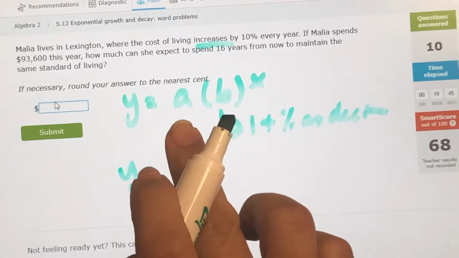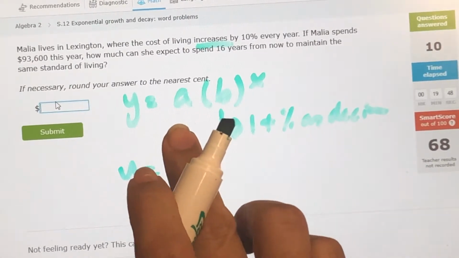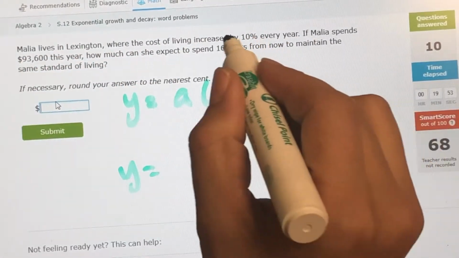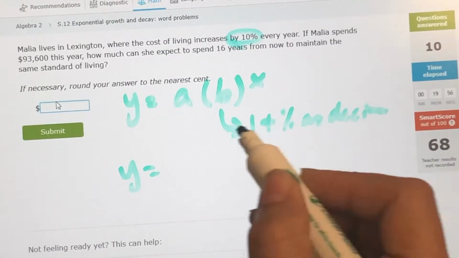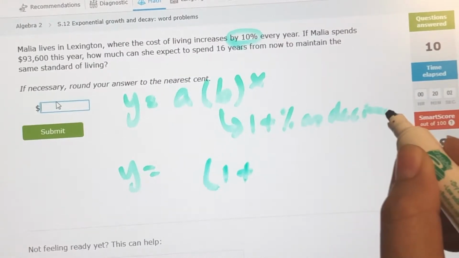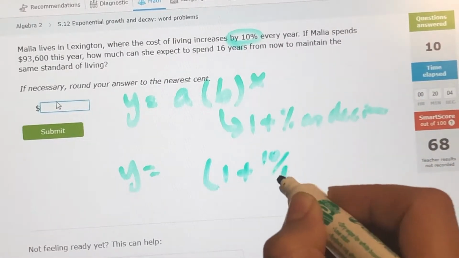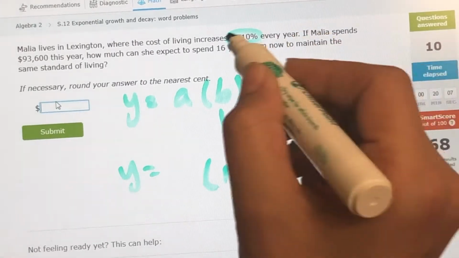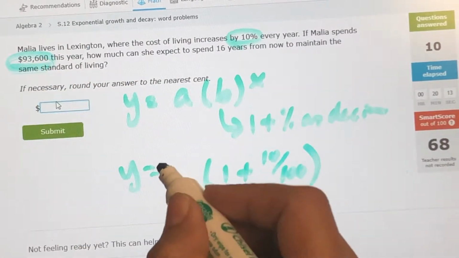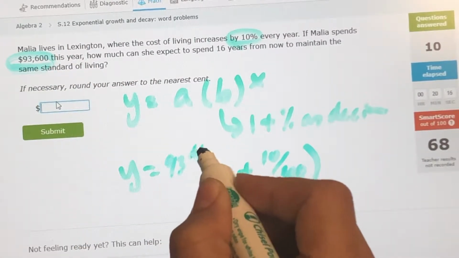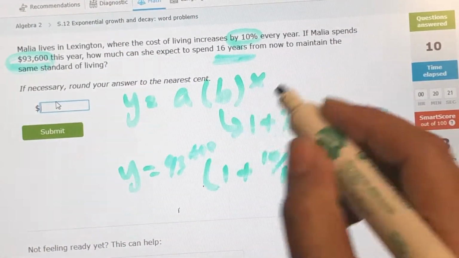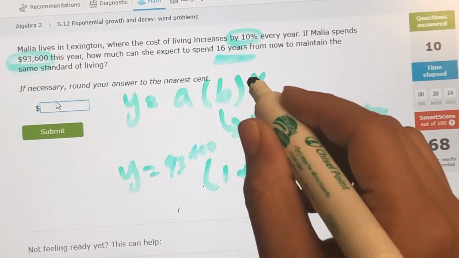So y equals, A is your starting amount. So what do I start with? Let's fill in the information in order. Cost of living increases by 10%. So that's my increase, and percent as a decimal goes over here: it's going to be 1 plus. How do I write percent as a decimal? I divide by 100. So it's 10 divided by 100. If Martha spends this, that's what she initially is going to spend: 93600. So that's my initial spend. How much can she expect 16 years from now? Years is time, so 16 goes there.